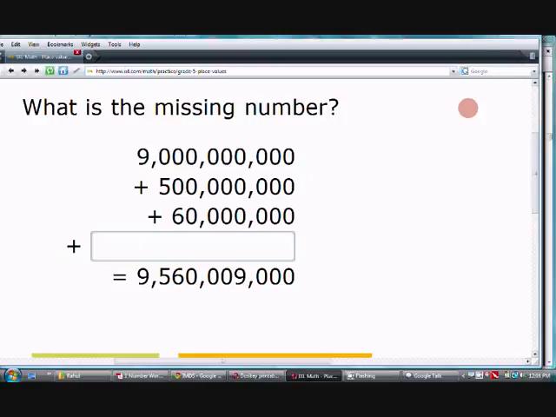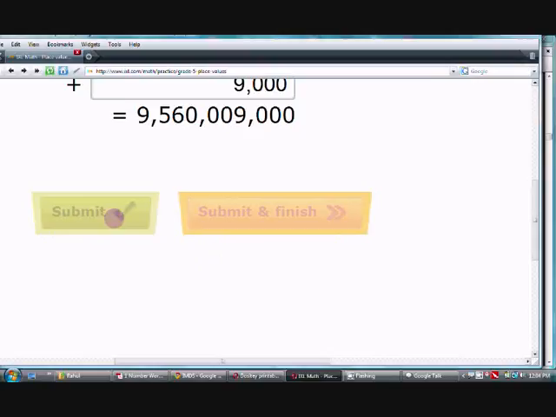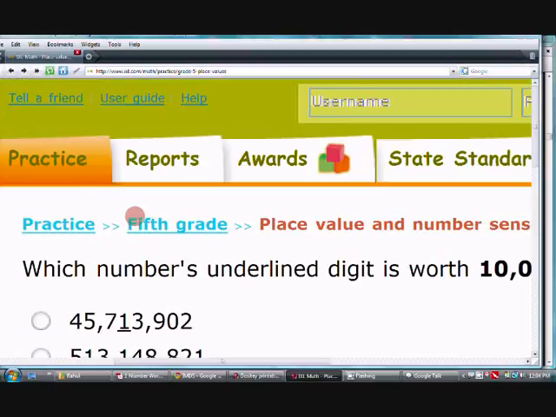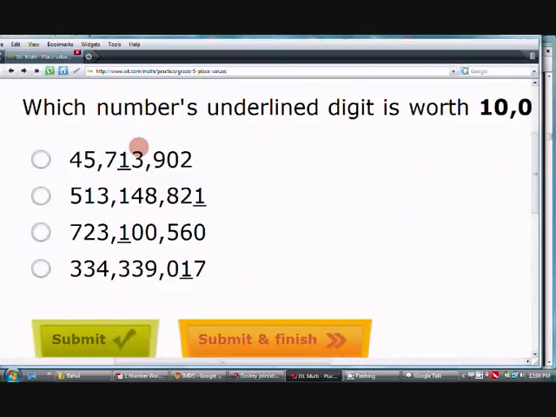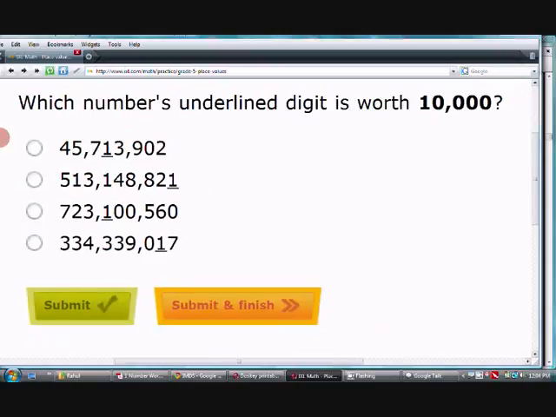So plus what should be the missing number? Here we need the missing number, right? Then everything would be okay. Exact. So which number underlined?